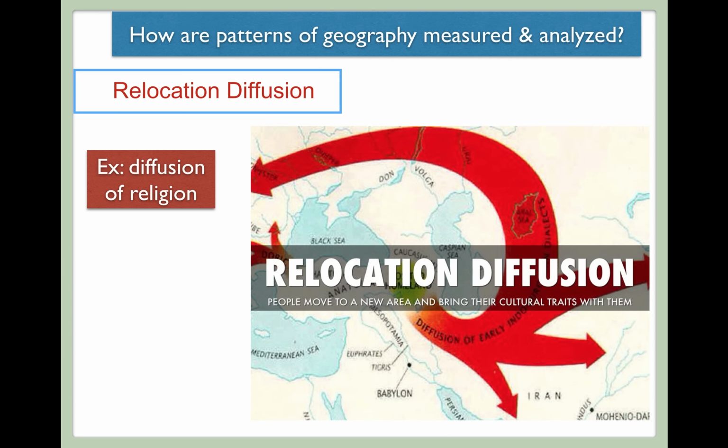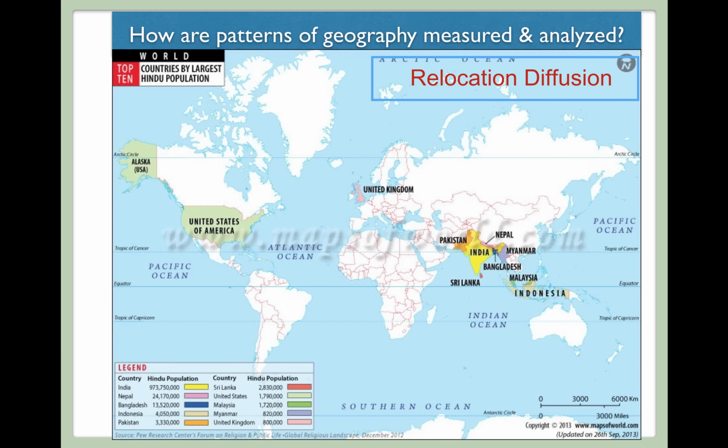I already mentioned that relocation diffusion is an excellent way to study the diffusion of faiths, because people may change their hairstyle, they may change their clothes, they may change their language, but more rarely do people change their religious faith. So you can often trace migration patterns through relocation diffusion of faith. You can see here actually a great example of that.